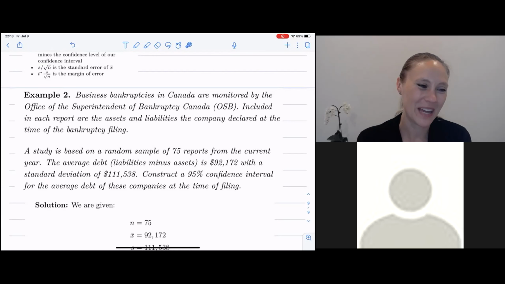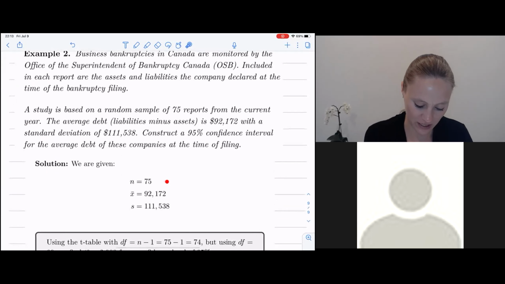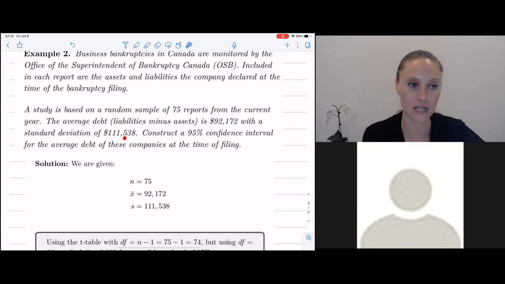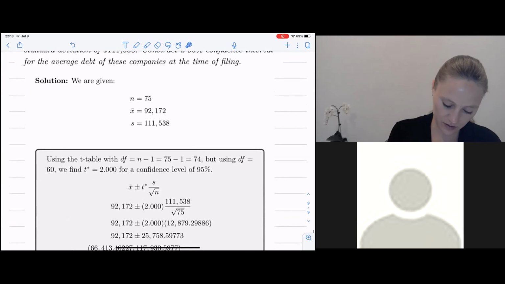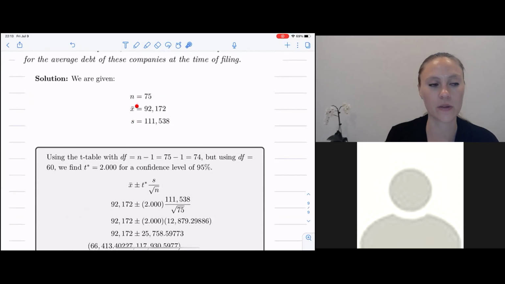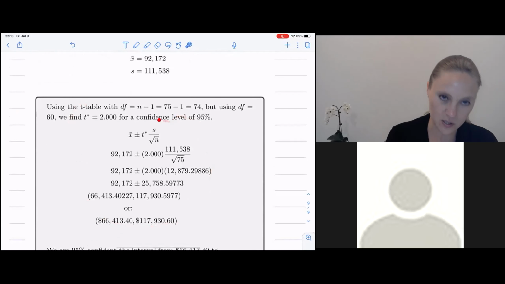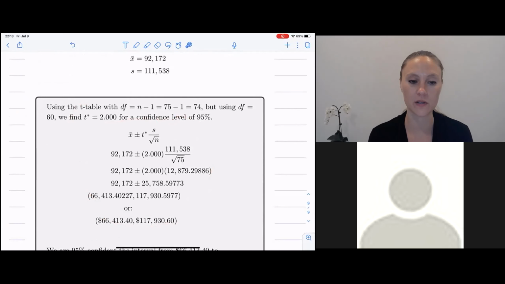Okay, welcome back. I've listed the information that we're given here. We're given that n is 75, x bar is 92,172, and s is 111,538. You don't need to show that for marks, but you do need it to solve the problem.